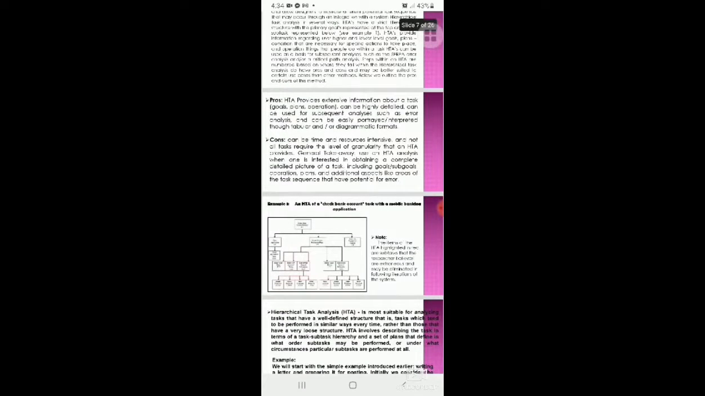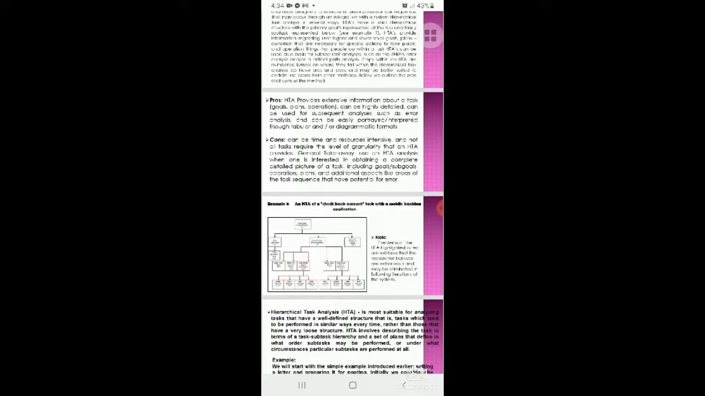The pros: each HTA provides extensive information about the task, like goals, plans, and operation. It can be highly detailed, can be used for subsequent analysis such as error analysis, and can be easily portrayed or interpreted through tabular or diagrammatic formats. And the cons: it can be time and resource intensive, and not all tasks require the level of granularity that HTA provides.